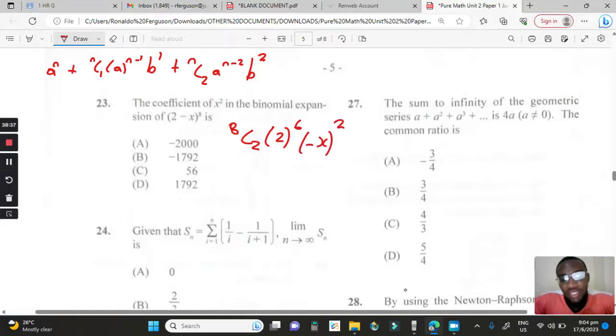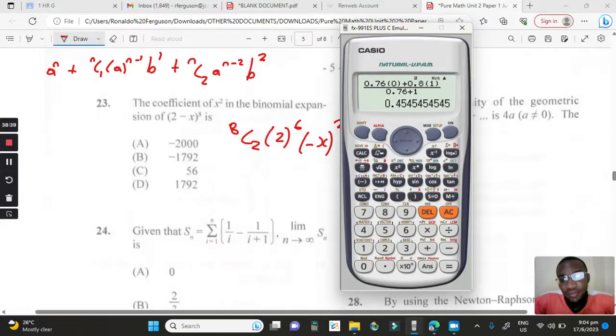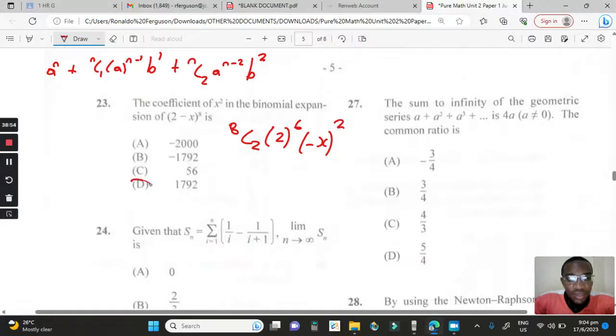So then we'll put this part in our calculator. 8 choose 2, bracket, multiplied by 2 raised to the 6th power. This is 1792, which is D.